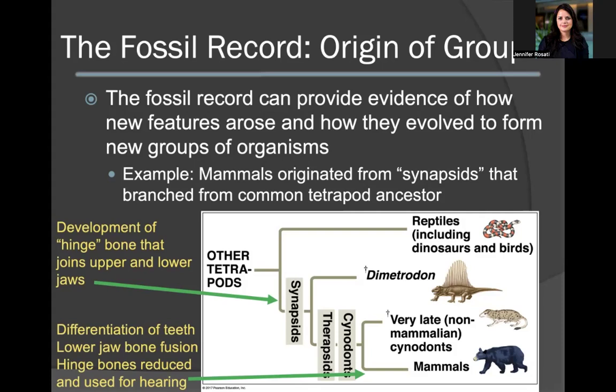These synapsids demonstrate the development of a hinge bone that joined the upper and lower jaws. However, in the evolution of mammals, we see the differentiation of teeth as well as lower jawbone fusion. These original hinge bones have now become reduced and are now used for hearing purposes.